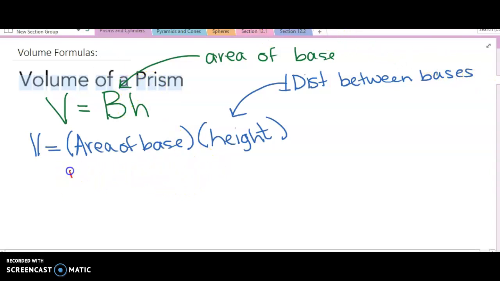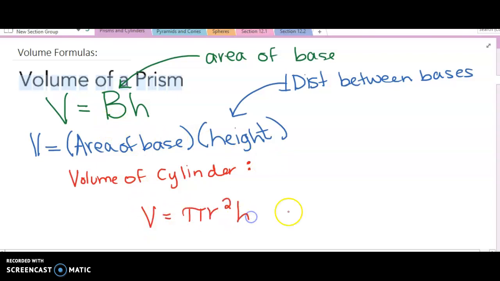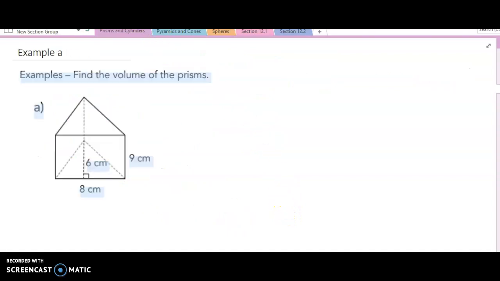Now for a cylinder, now remember, a cylinder always has a circular base, so the area of the base is always going to be pi r squared times h. All right, so let's do an example here.